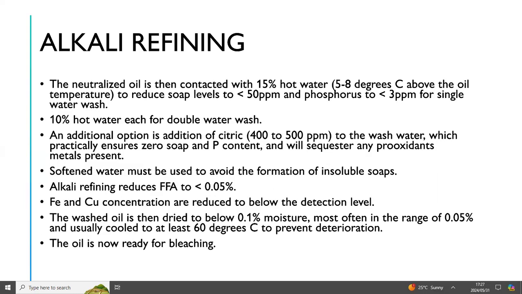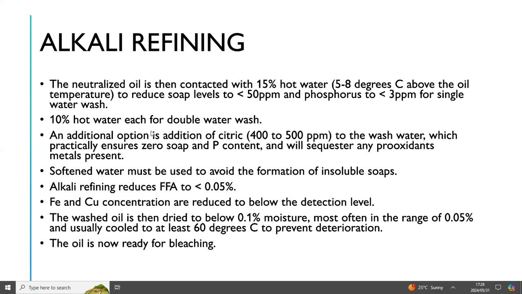Okay, let's go ahead. So the neutralized oil is then conducted with 15% hot water. That water has to be 5 to 8 degrees Celsius above the oil temperature to reduce the soap levels to less than 50 ppm and phosphorus to less than 3 ppm for a single water wash. So after you drain your water and your soap, you need to wash that oil because it still contains a bit of caustic, so you need to wash it out. So you use hot water, at least 90 degrees Celsius, but it has to be at least 5 to 8 degrees Celsius above the oil temperature, which means your oil temperature needs to be hot.